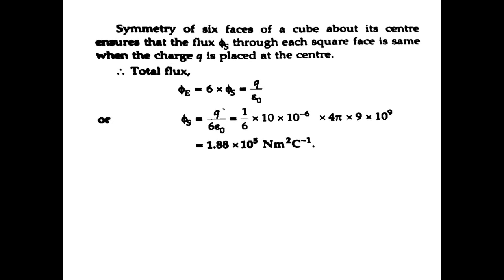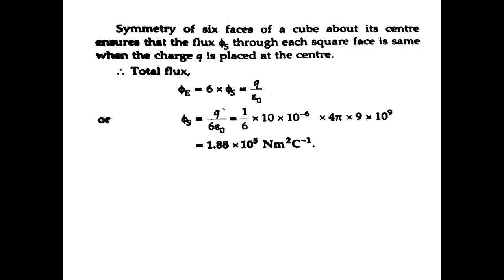Now you see the symmetry of the 6 faces of a cube about its center ensures that the flux phi s through each square face is the same, when the charge q is placed at the center. So total flux phi e equals 6 phi s, which is given by q by epsilon naught. So phi s equals q by 6 epsilon naught.